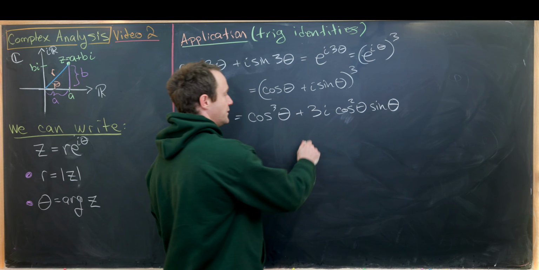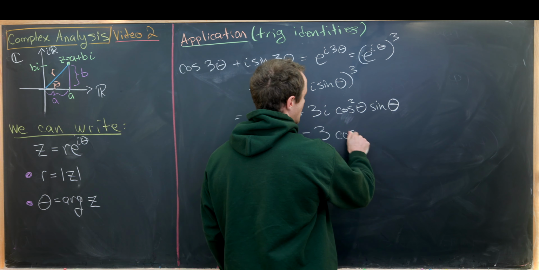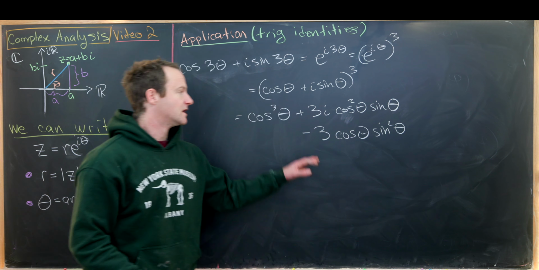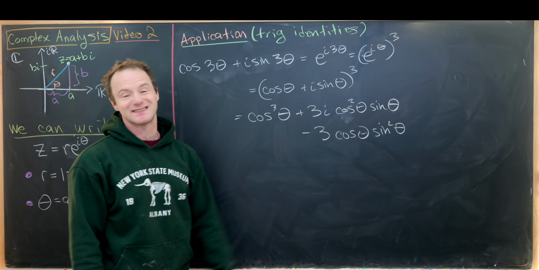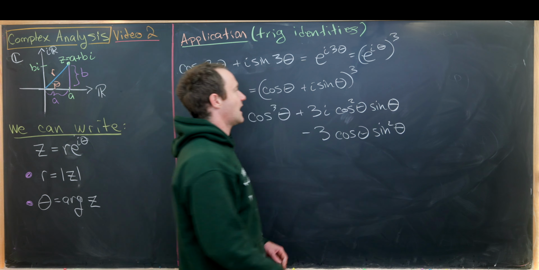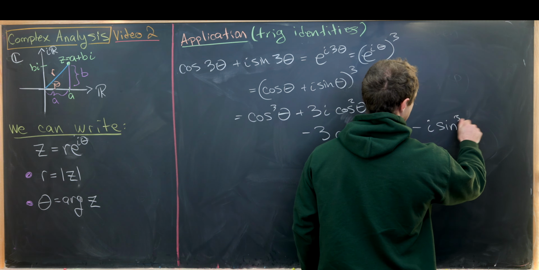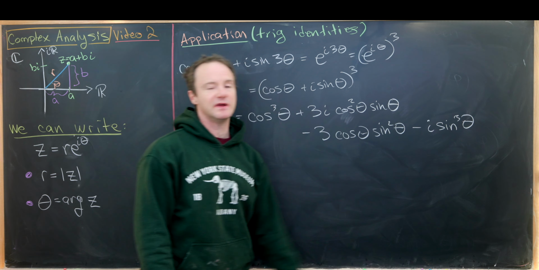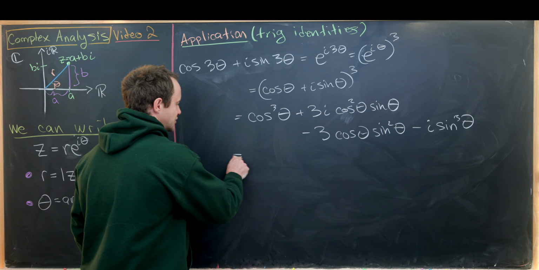And then the next one would be minus 3 times cos theta sine squared theta. So that minus sign came from doing i squared because we have the sine squared. And then finally, we'll have minus i times sine cubed theta. And so that's from i cubed being minus i. Okay, but now we can combine real and imaginary parts.